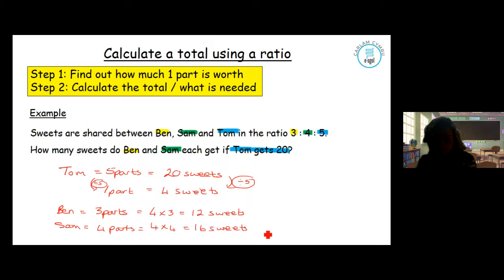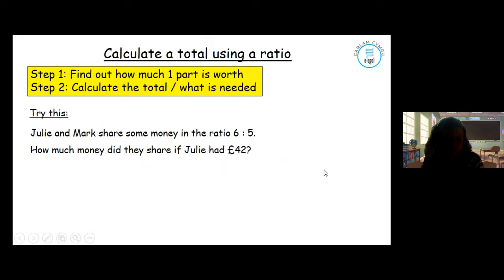Now what we can't do this time is add them up to check, because we didn't actually know what the total was to start with. The only thing we knew was what Tom had. Tom had 20 sweets. So we can't do our little check at the end for this type of question. If you can try the next one again, pause the video for me and have a go before I start going through it, please.